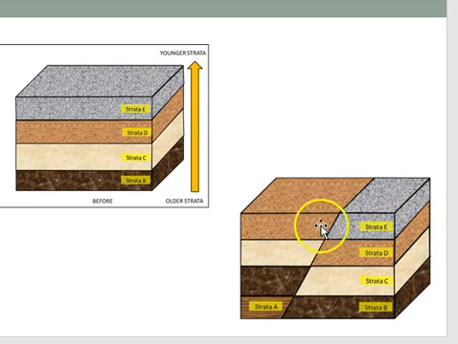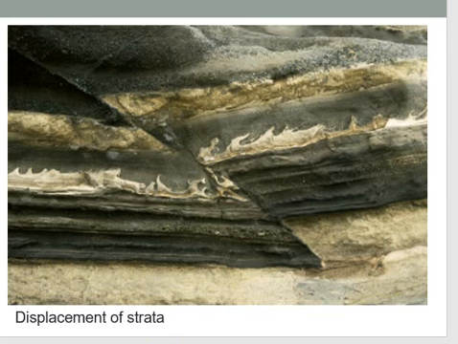But you can see the offset where this layer and that layer should stay connected. And you can see that this is down in Coos Bay, looking at some of the cliff walls along the beach, and you can see a small offset here. I think this is about an inch offset. So there was some kind of faulting that happened that moved this sediment with respect to that layer.